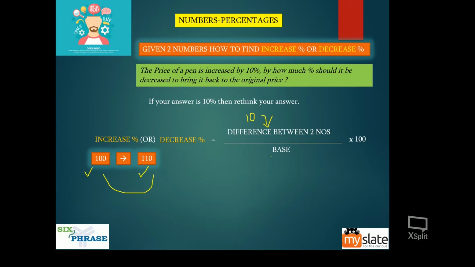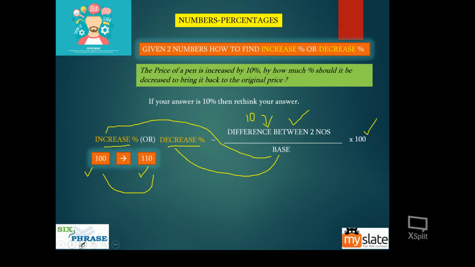This base for increase percentage will be different, and this base for decrease percentage will be different. That is how we are using the same formula to find two different things. Yes, please understand, you are using the same formula to find increase percentage and decrease percentage because the base will be different. The rest of the things, the difference, this and this will be the same, but the base will differ.